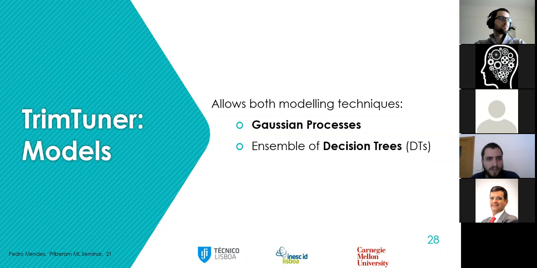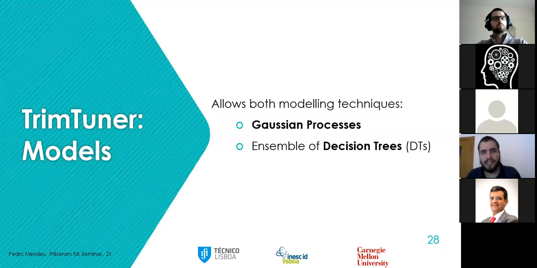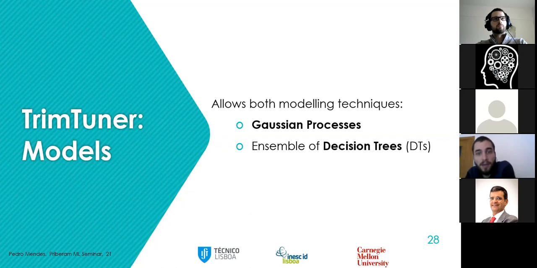In terms of the modeling techniques, in TrimTuner, we exploit Gaussian processes, because it's the standard technique used in the Bayesian optimization literature, but we also try to overcome the drawbacks of Gaussian processes using an ensemble of decision trees. And I'm going to evaluate both techniques next.